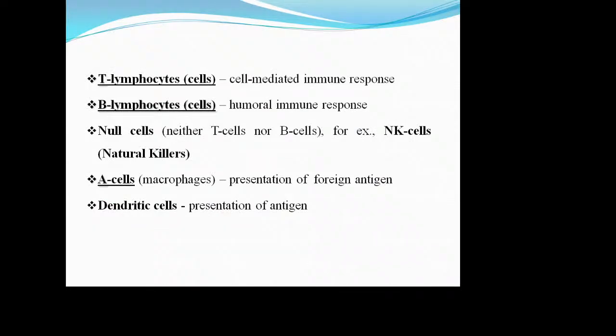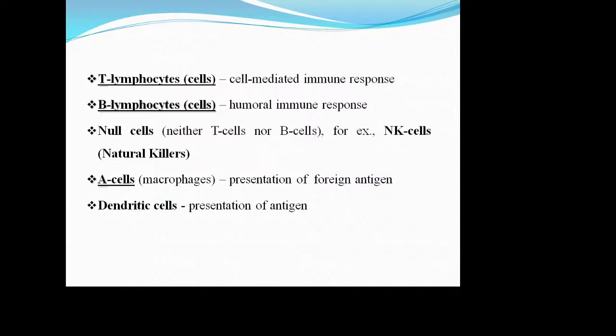T cells provide cell-mediated immune response. B cells provide humoral immune response. The main role of B cells is the production of plasma cells that produce antibodies that are present in serum. Serum is a fluid, and from the Latin language, fluid is called humus. So the main role of B lymphocytes, B cells, is production of antibodies.